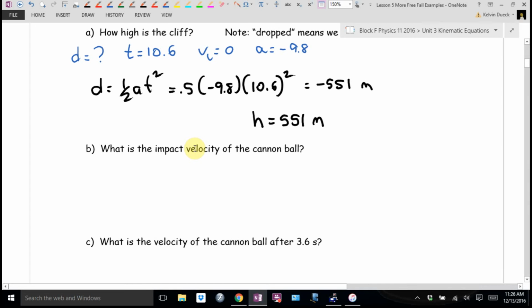B. What's B want me to find? VF. Well, I still know that time was 10.6, that VI was 0, and that A was negative 9.8, so I'm not going to rewrite that. What equation would I use to find VF?